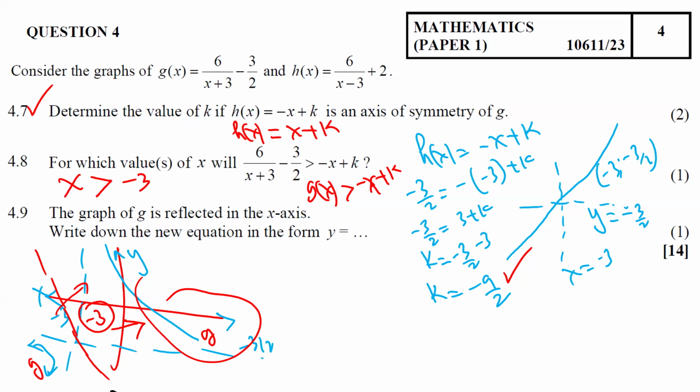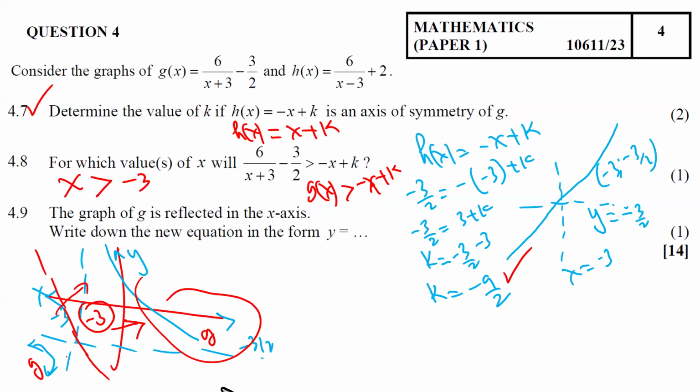Okay, there's something else I want to say here. If you look at the 6 over x plus 3 minus 3 over 2, we're saying it is actually above the minus x plus k. So we're saying G is above that.